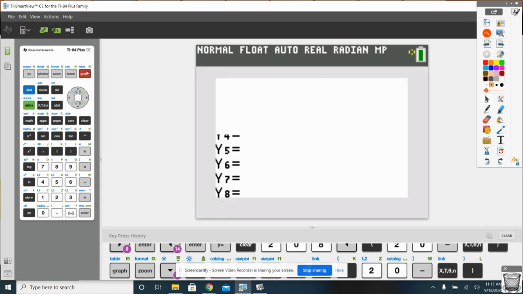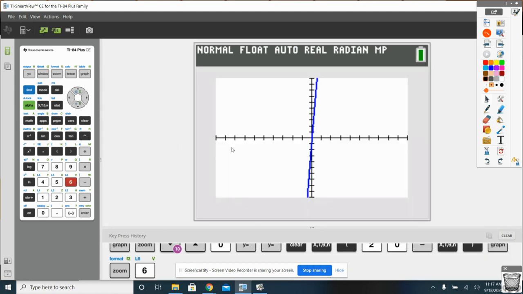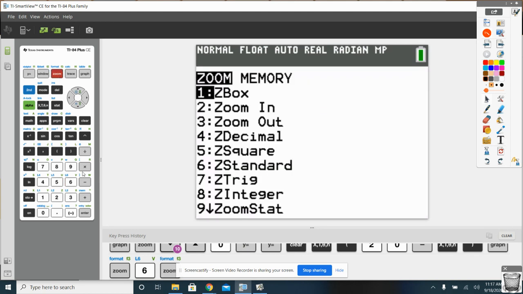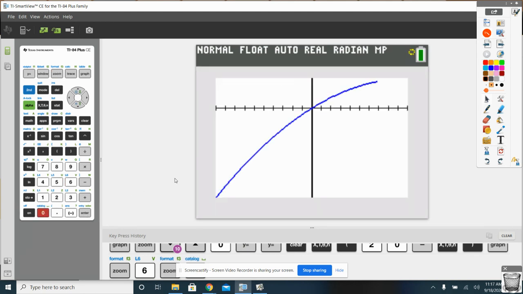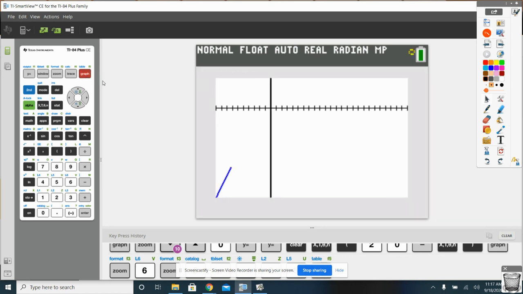Now let's go back to my graph. It might have been there to begin with. Let's go zoom 6. Yeah, I only saw part of it. I needed to see more of it. So if I go to zoom 0, like I said, zoom fit, you can kind of see more. So now I can go to my window and say, instead of going to -10, let's go all the way over to 25. Let's see what that graph does.